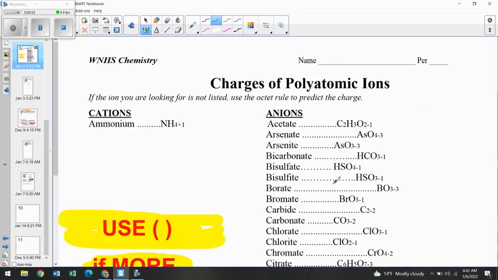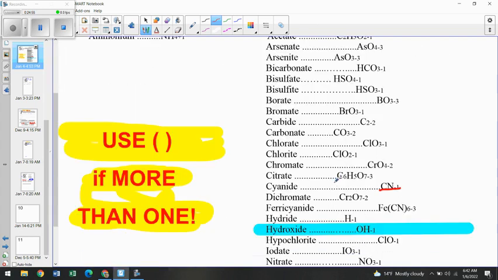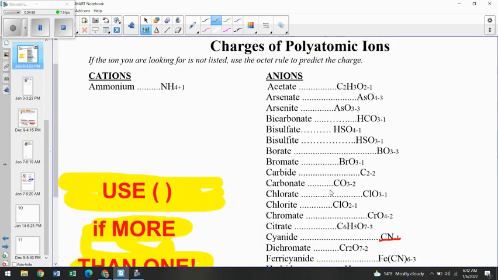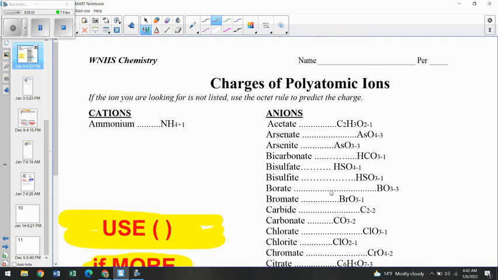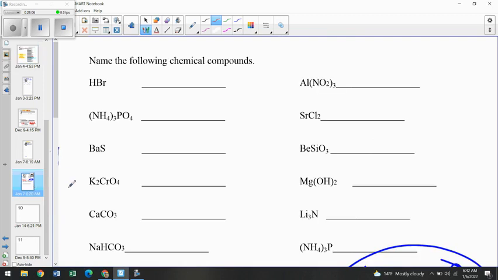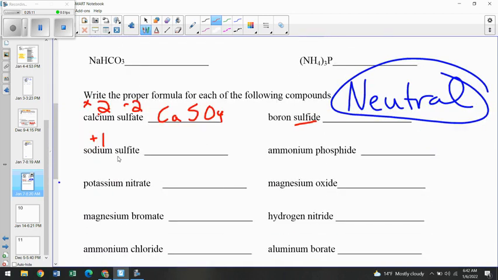So if I'm coming over here to this sheet, if I can scroll down here, sulfite will be towards the bottom right-hand side of your blue sheet, and it has a formula of SO3 and a charge of -2. So, all right, if I go back down here, I got that charge of -2 coming off of my blue sheet. There we go. Now, I need more than one sodium to make this neutral, so I'm going to go ahead and write my Na. There we go. Man, writing with the mouse, not my favorite.